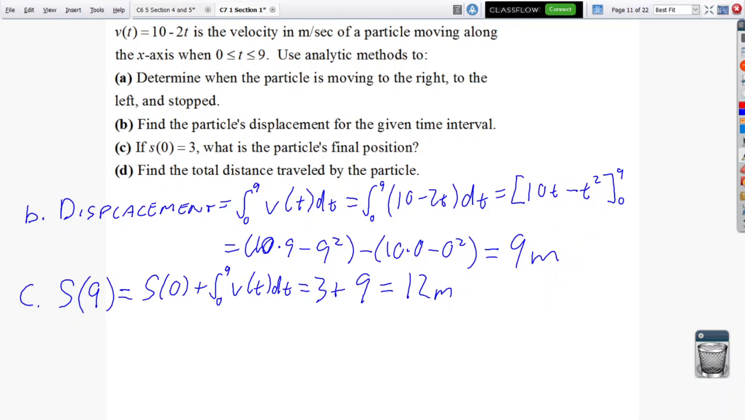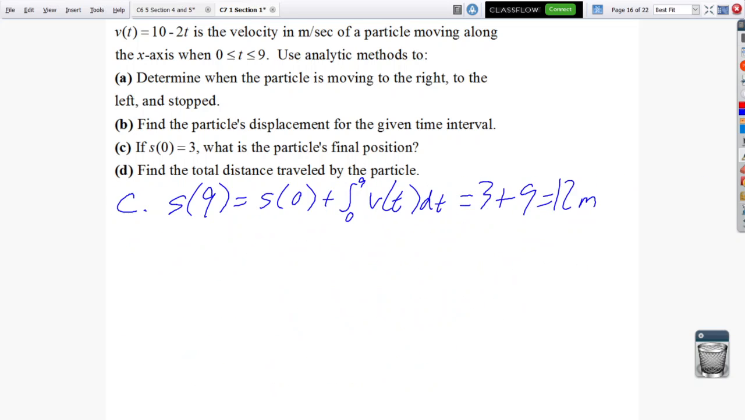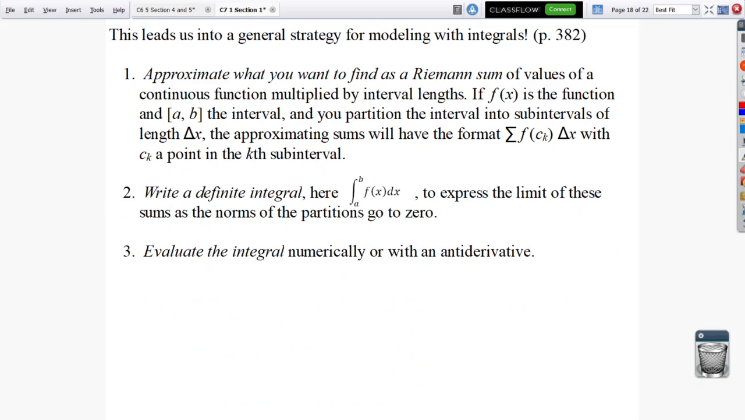All right, so let's look a little bit further here. I think there's one other type of problem that we really have here, and that's using the integral as an accumulation of a rate. So here, this general strategy exists on page 382. It is a pain to use, but you start by approximating what you want to find as a Riemann sum of values of a continuous function multiplied by interval lengths.